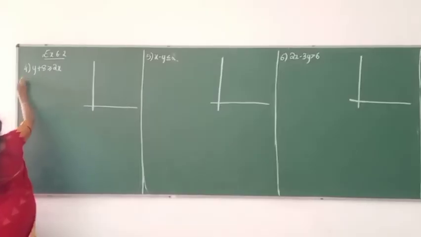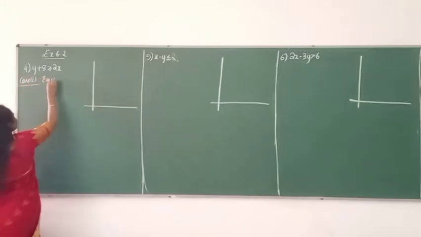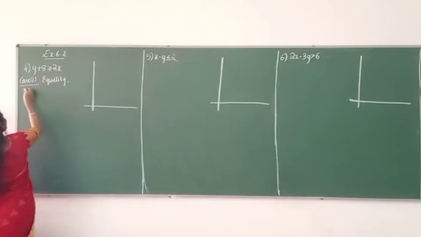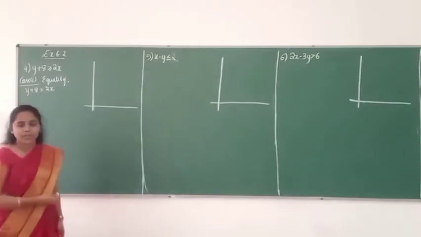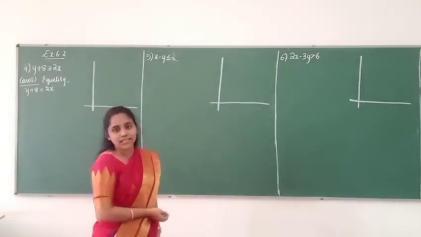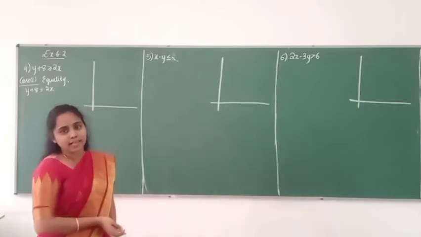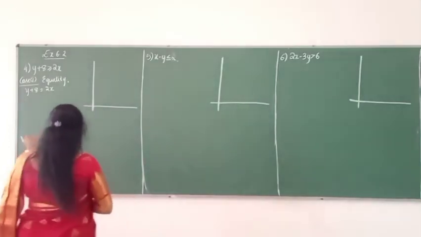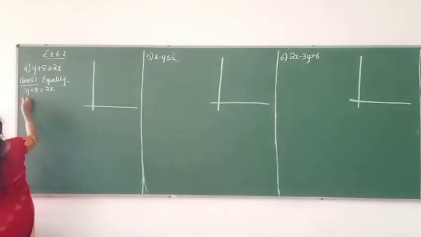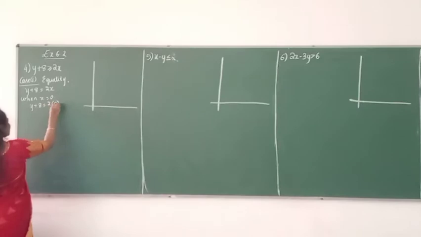We are going to solve, consider case 1, equality: y plus 8 is equal to 2x. You can take the variables to one side and the numericals to the other side and later solve for the A point on the x-axis and the B point on the y-axis. If not, just keep it as it is and go on solving. So first, when x is equal to 0, y plus 8 is equal to 2 into 0. 2 zeros is nothing but 0. So y plus 8 is equal to 0, which is nothing but y is equal to minus 8.